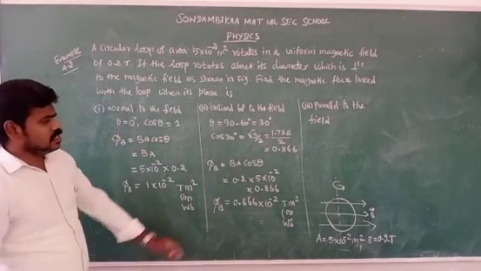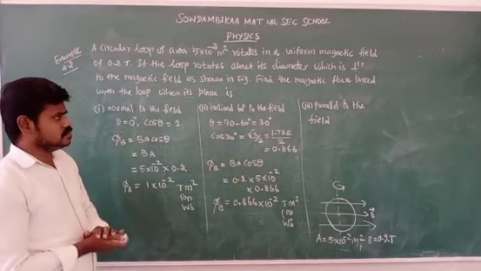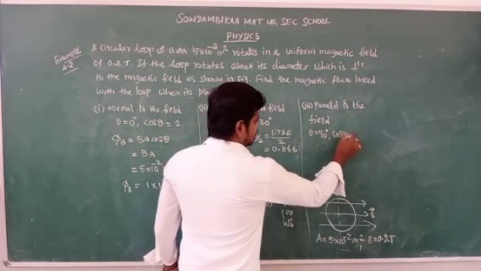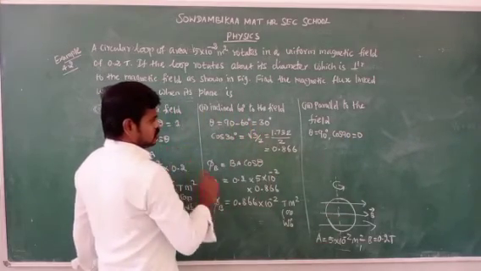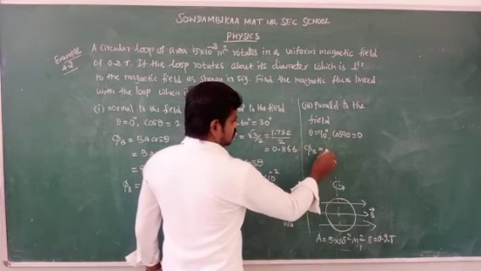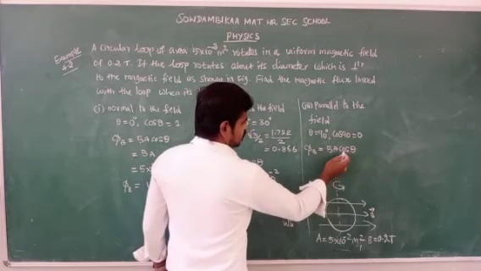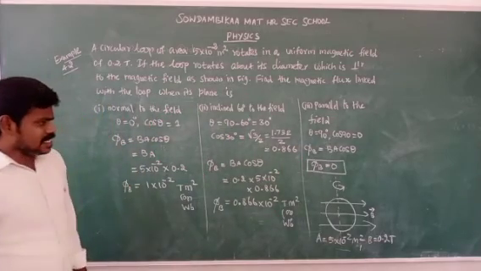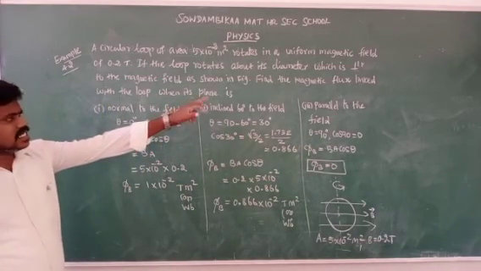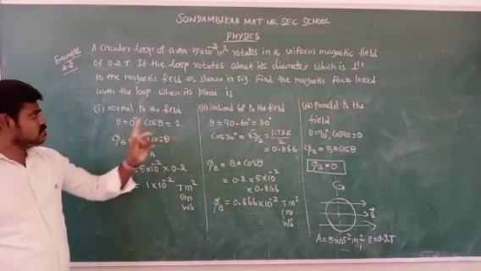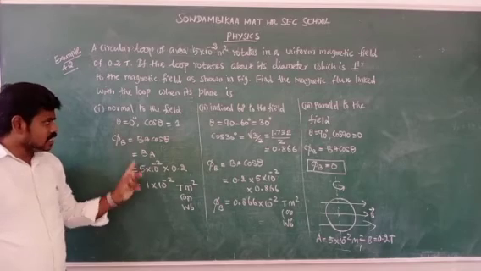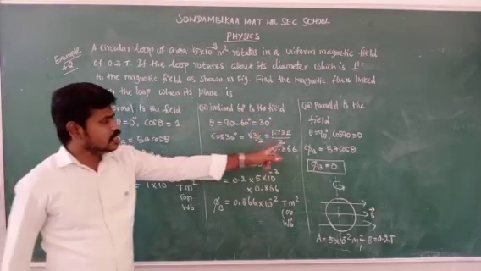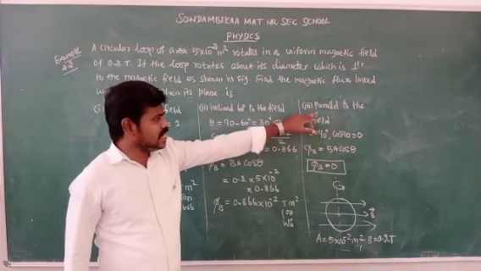Third case, parallel to the field. Parallel to the field means theta is equal to 90 degree. Cos 90 is equal to 0. So the magnetic flux phi B is equal to BA cos theta, and the cos theta value is 0. So the magnetic flux linked with the coil is 0. So clearly, the three results are: when its plane is normal to the field, theta is 0 degree; inclined 60 degree to the field, theta is 30 degree; parallel to the field, theta is 90 degree.